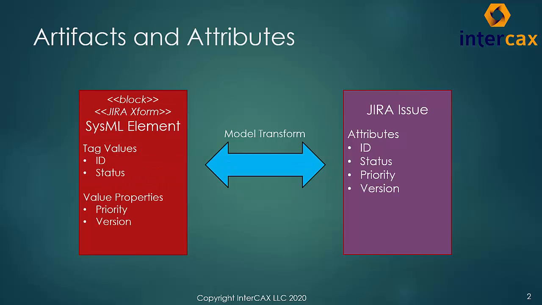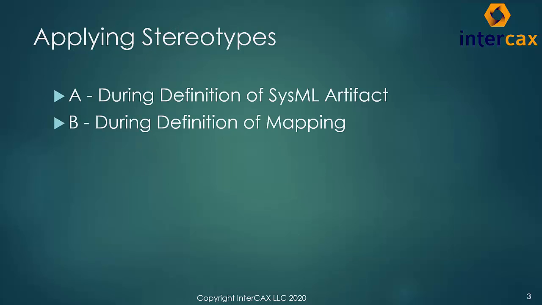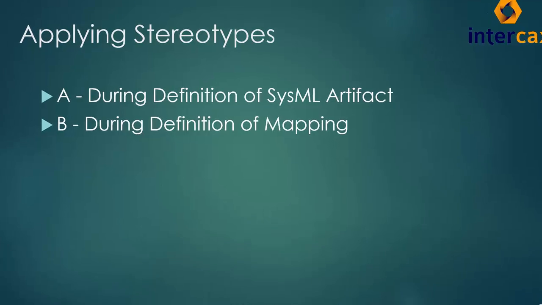If the SysML element is a block, we have the option of storing some of those attributes as value properties, if that serves our use case better. The question then arises, how is the stereotype incorporated into the mapping? Syndeia provides two options, when the artifact is specified and when the mapping is specified. We will demonstrate both approaches and discuss the differences.